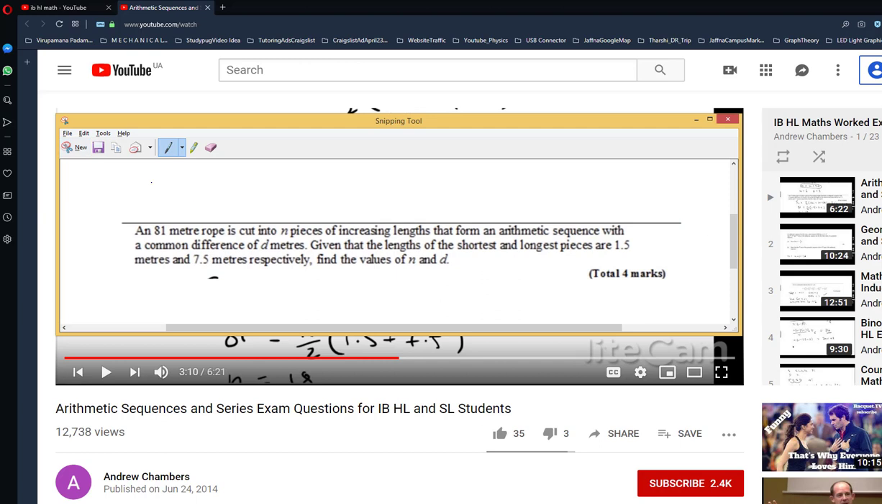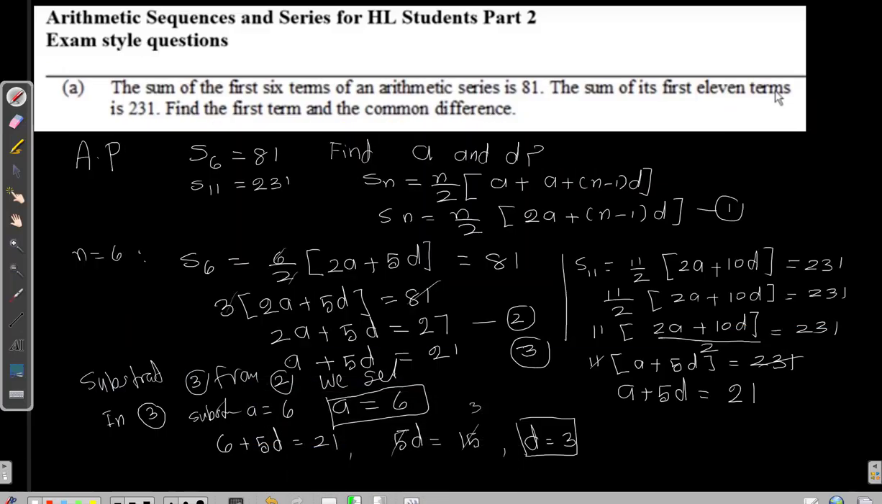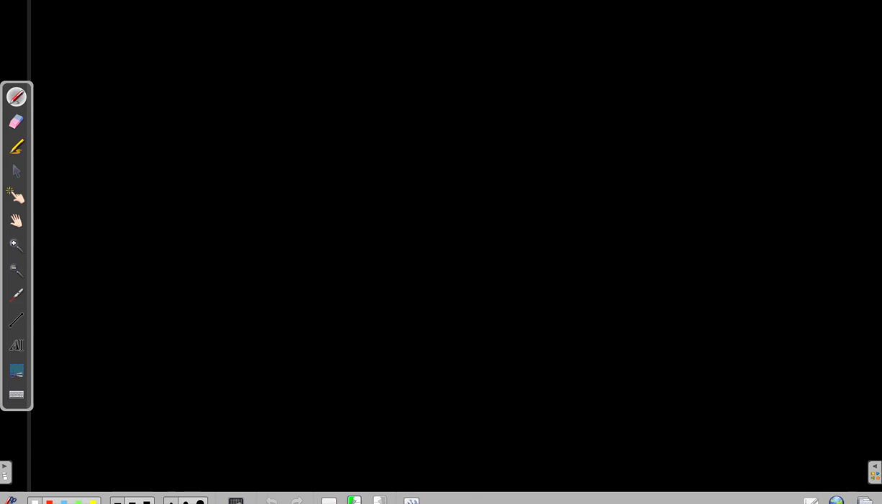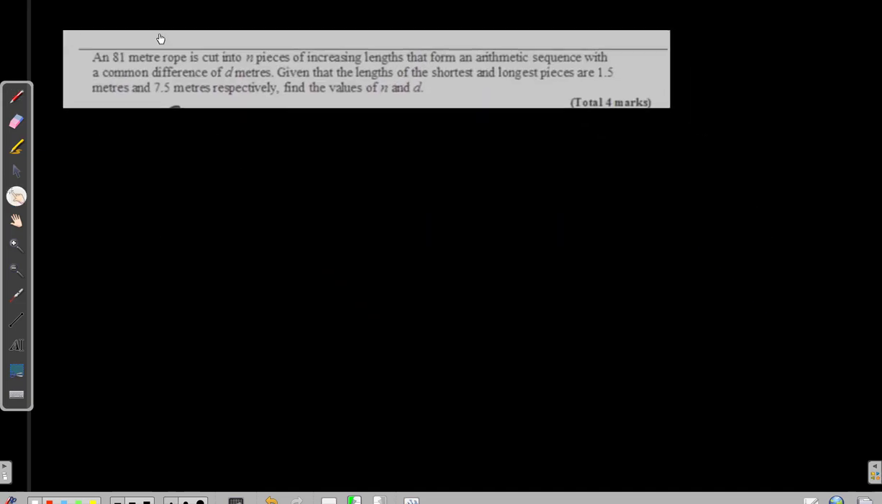Okay, so what I do is, I use a snipping tool to cut it, and I'm going to take this out. I'm going to go to a new page. Okay, so I'm going to put this problem here. So this is the 81-meter rope, cut into pieces of increasing length from an arithmetic sequence with common difference d meters. Okay, so it's a rope.